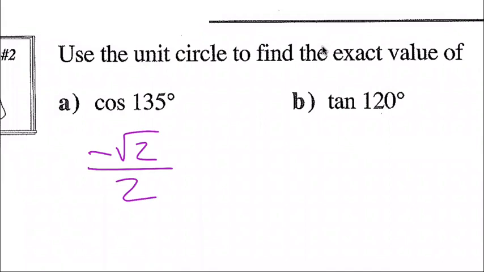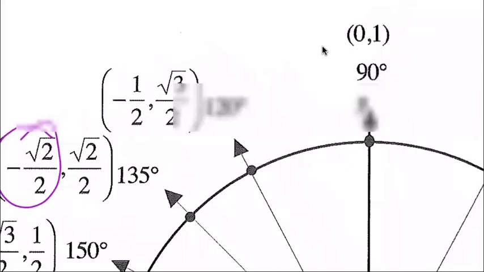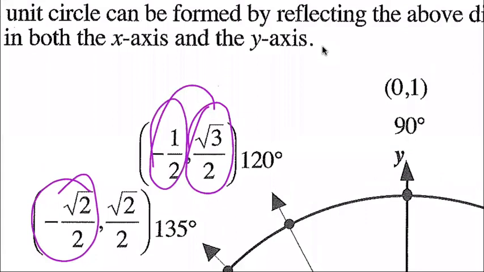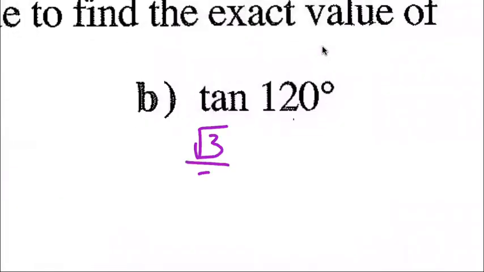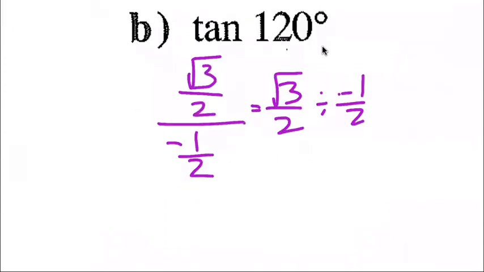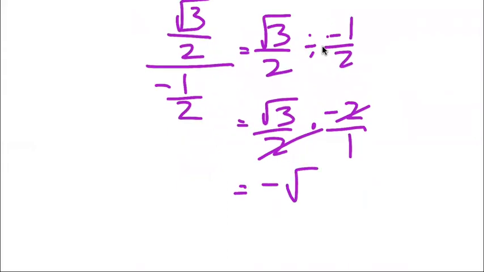Tangent of 120. Tangent of 120 is y over x. Let's go back to my circle. Find 120 degrees. Y over x. So root 3 over 2 over negative 1/2. Go back to do my work. Square root 3 over 2 all over negative 1 over 2 is equal to square root 3 over 2 divided by negative 1 over 2, which is square root 3 over 2 times negative 2 over 1. 2's cancel. Negative square root 3.